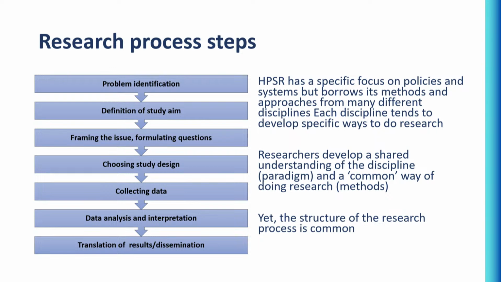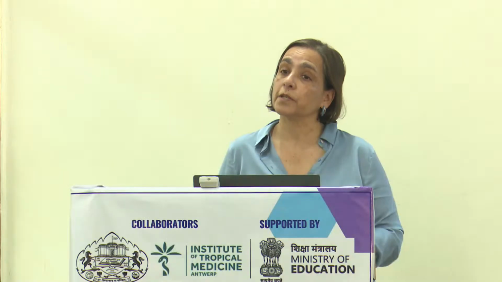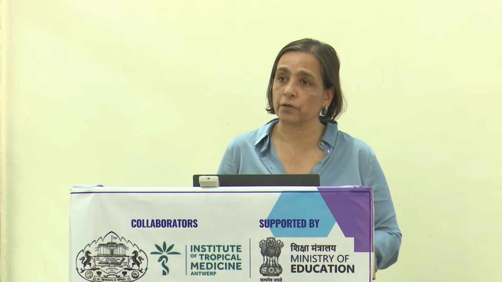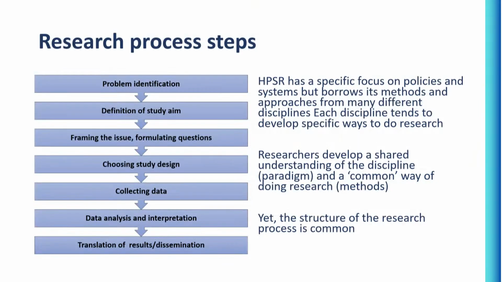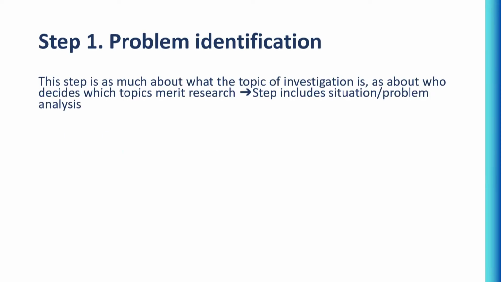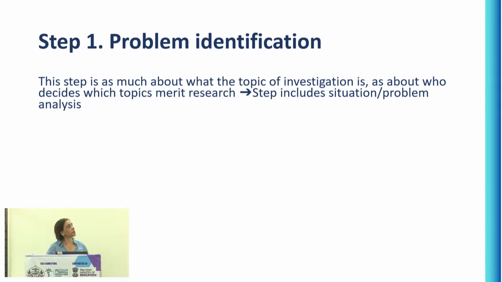Researchers develop a shared understanding of the discipline, which is referred to as a paradigm, and a common way of doing research methods. So often, if we're trained in a certain discipline, we tend to work with a specific paradigm of research. So we're going to explain what paradigm means. But the structure of the research process is common. So it doesn't matter what paradigm you're using, but essentially you're still using these steps. So we're going to come back to the issue of paradigms a bit later, and I'll explain that a bit more. But let's start with how we identify the problem, okay?